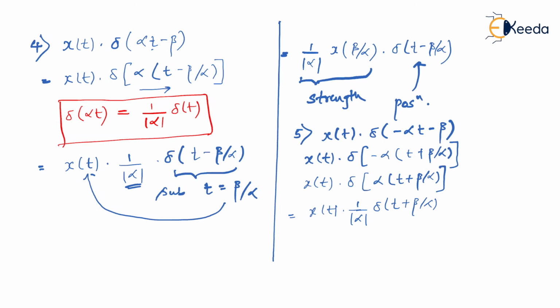Now, where is this delta signal present? It is present at t equal to minus beta by alpha. So I can substitute it over here. So I can now write the final answer as 1 upon mod of alpha, x of minus beta by alpha, del of t plus beta by alpha. Finally, this first part gives you the strength of the signal, and this second part gives you the position of the signal. So I'm sure you have understood this product property of the impulse signal, which is very important while solving problems on integration. You may require to use this product property. Thank you.